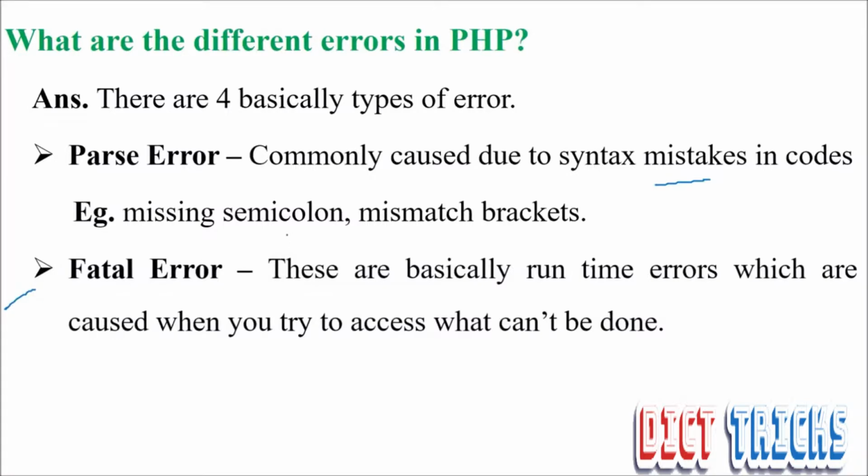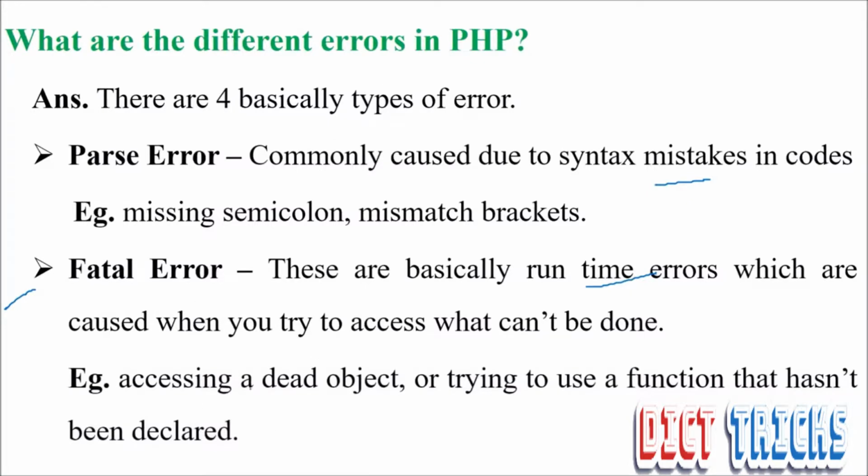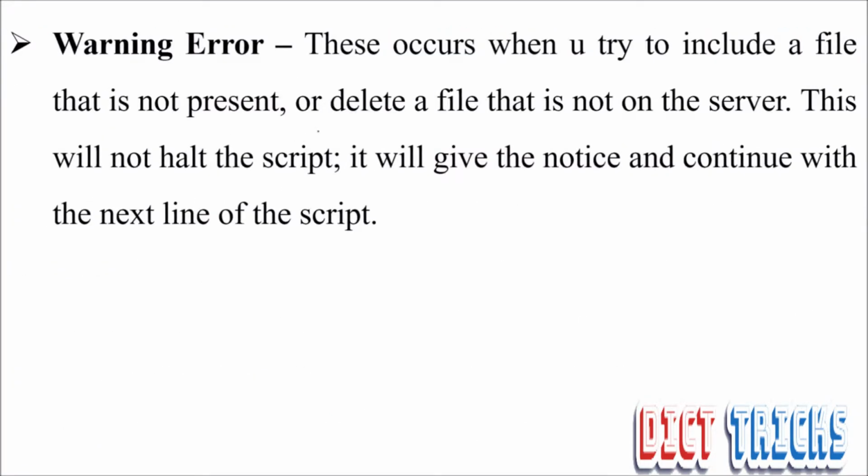The second one is the fatal error, and these are generally runtime errors which are caused when you try to do what can't be done. For example, you are trying to access a dead object or trying to use a function that hasn't been declared at all. Then we have the warning error. This would occur when you try to include a file that is not present, or say you want to delete a file that is not on the server. This will not halt your script, but it will give a notice and continue with the next line of the script.